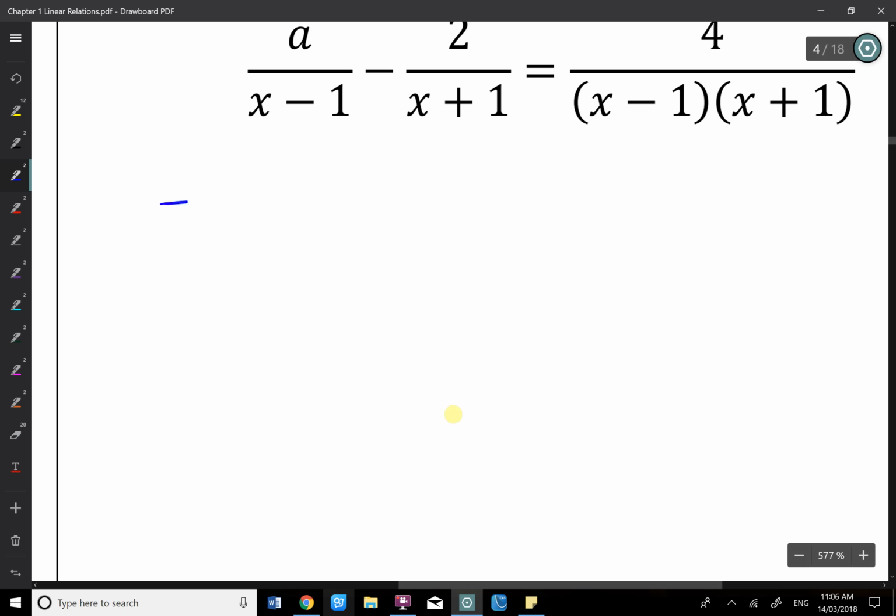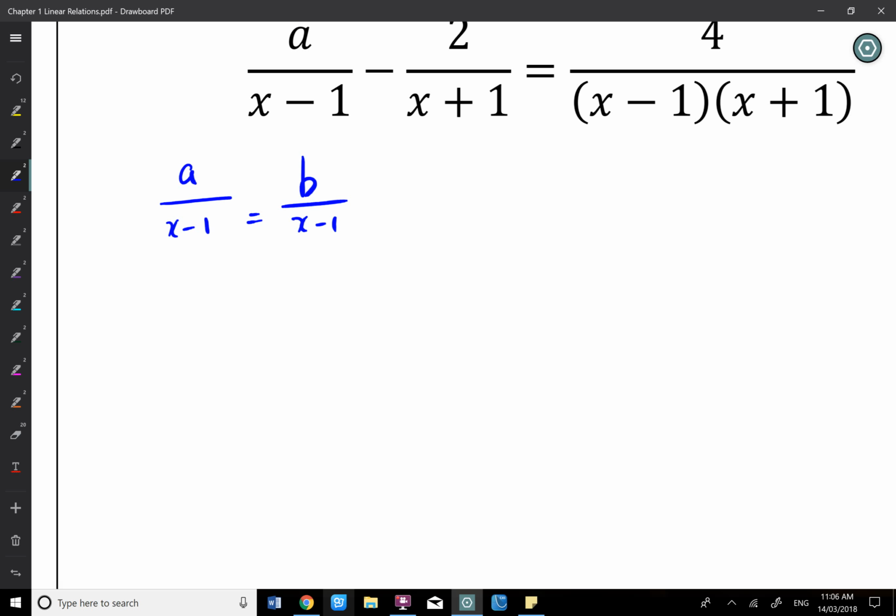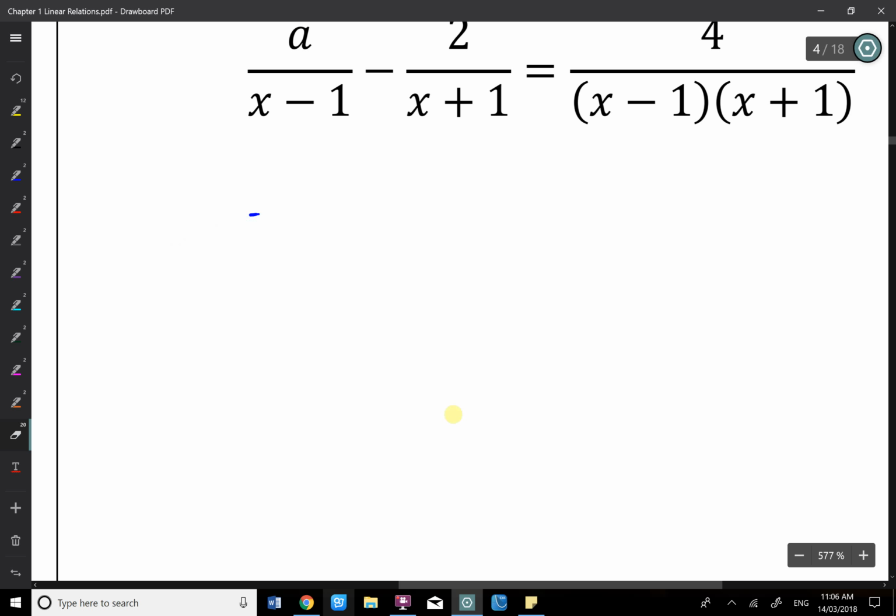Another question is, if we have (x minus 1) equals a over (x minus 1) equals b over (x minus 1), what can you say about a and b? They equal each other. That's right. If two fractions already have the same denominator and the two fractions are the same, then the numerator must be the same as well. So we use that fact in this question to solve for a.